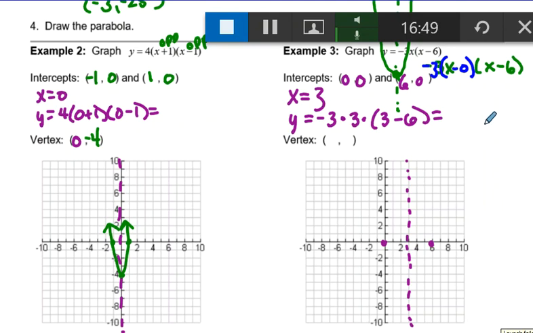-18. I think it's even smaller than that. -3 times 3 times (3 minus 6). Oh wait, is it a positive 27? I got a positive 27. Yeah, I think it's positive because that's negative, that's positive, and that's negative. So I went back to this one. 27. So that's going to be way up here.